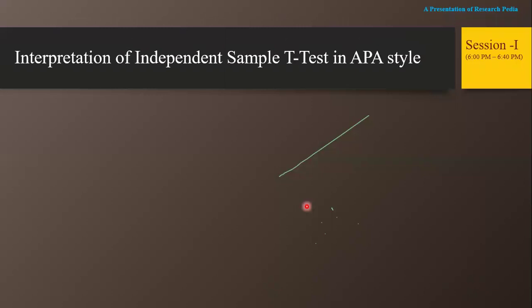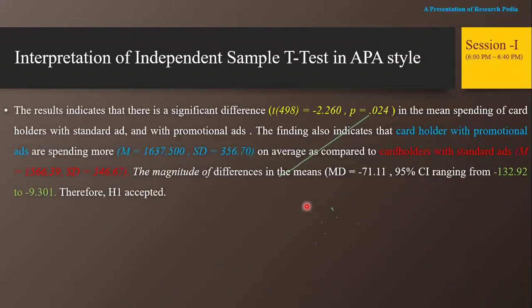So, interpretation of independent sample t-test in APA style, how we would interpret this result. The result indicates that there is a significant difference. First, you need to put your degree of freedom along with the t value, then you will place the p value, in the mean spending of card holders with standard ad and with promotional ad. The finding also indicates that card holders with promotional ads are spending more.